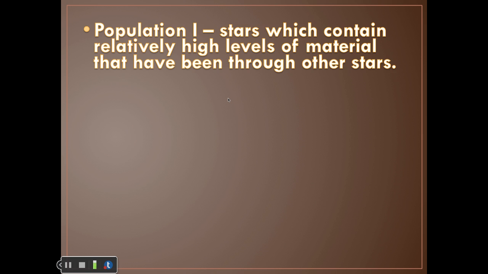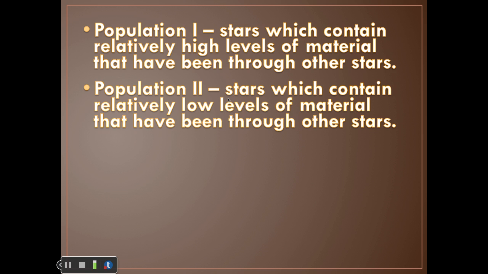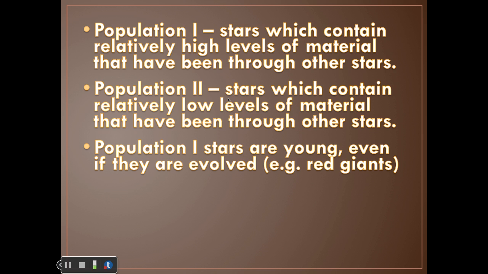So that brings us to the idea of different populations of stars, and grossly you can think of this as being two divisions, things that are like the sun and things that are much lower in heavy elements. So population 1 stars have very high levels of heavy elements, whereas population 2 stars have much lower heavy element abundances.